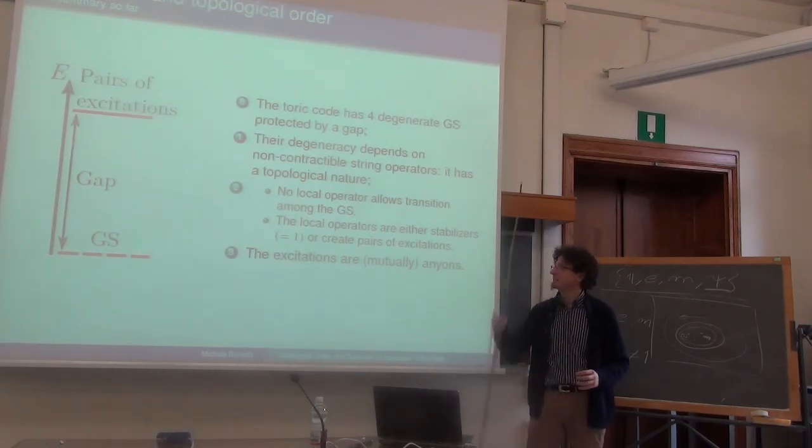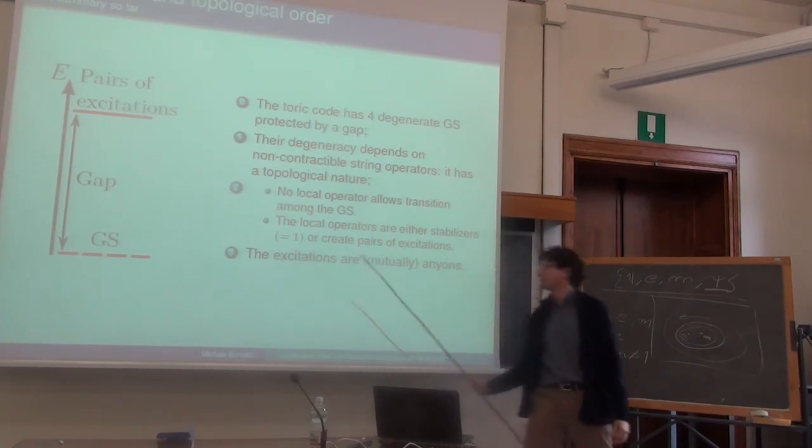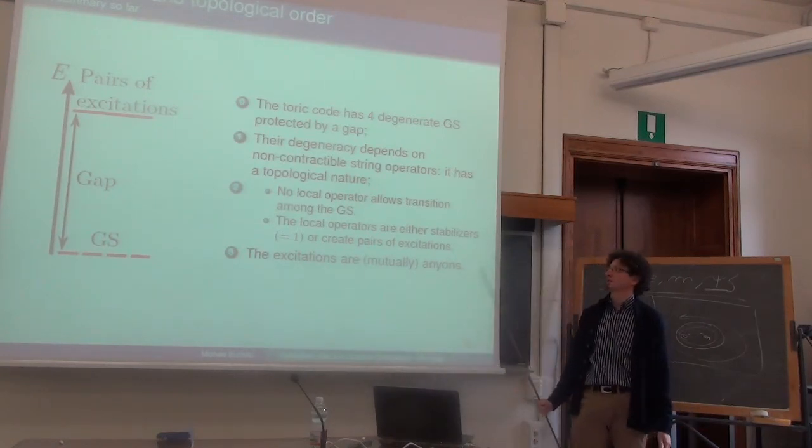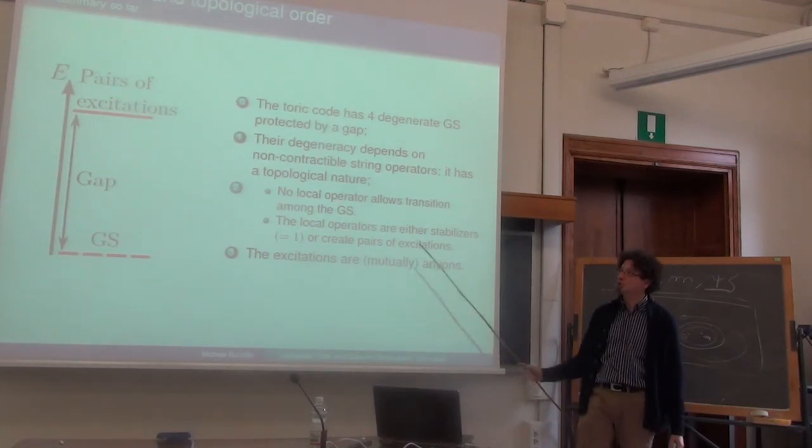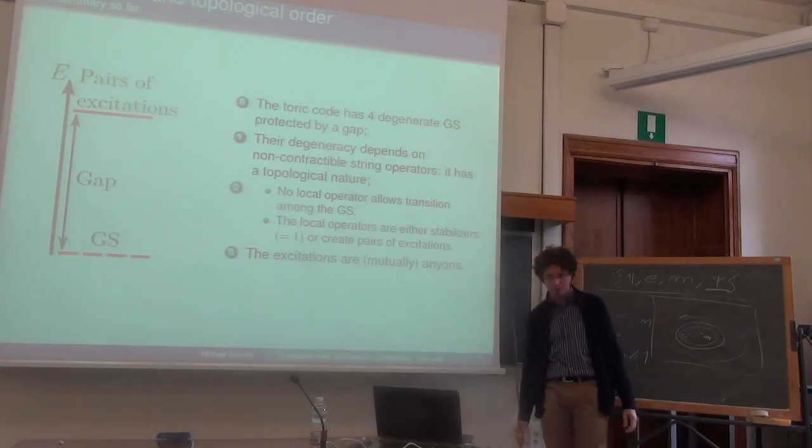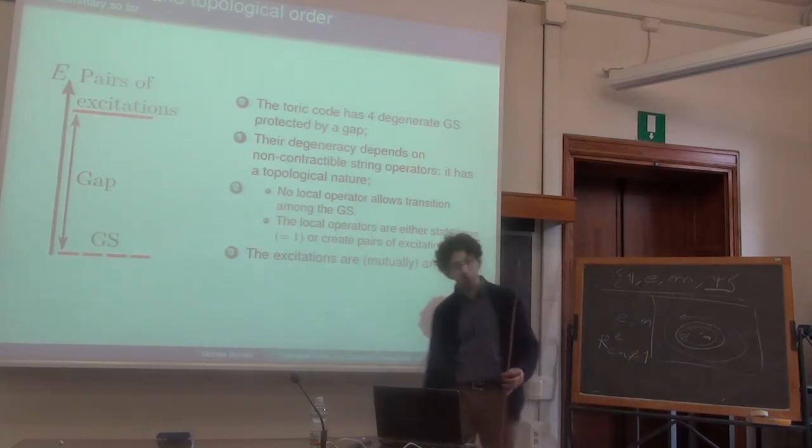And finally, in the toric code, we saw that there appears a first example, even though it is a bit tricky, of abelian anyons due to this effective phase of electric charges moving around a magnetic vortex.